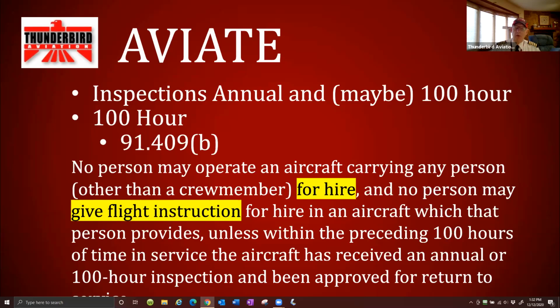Like I said, the 100 hours is only for those aircraft that are flying for hire, like I've highlighted here, or giving flight instruction. So if you own your own airplane, you don't have to worry about the 100 hours. You only have to worry about whether the airworthiness directive is due, whether it's a recurring one, and how often you have to do it.